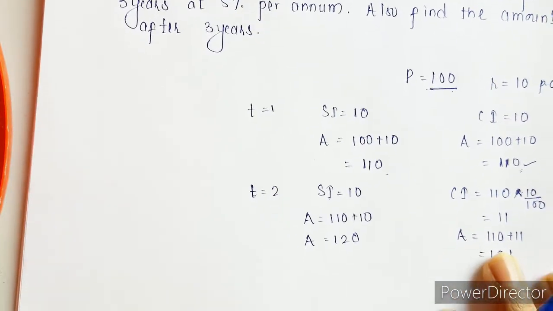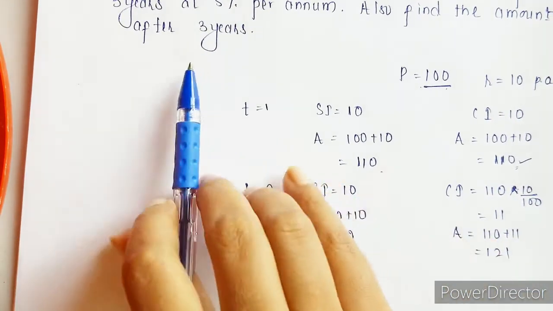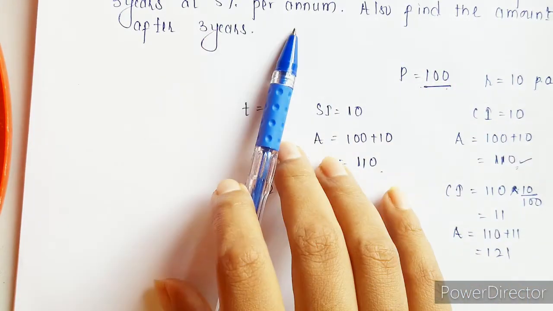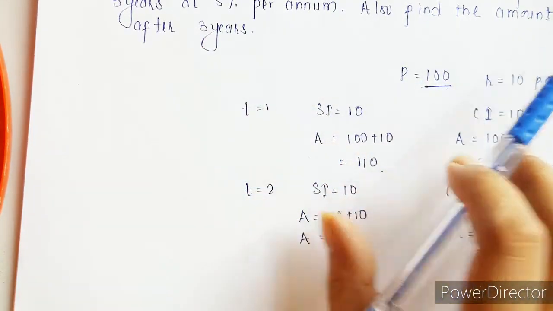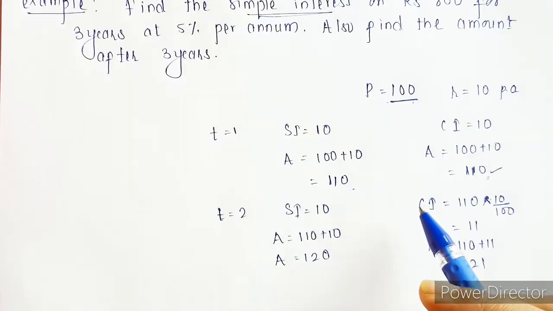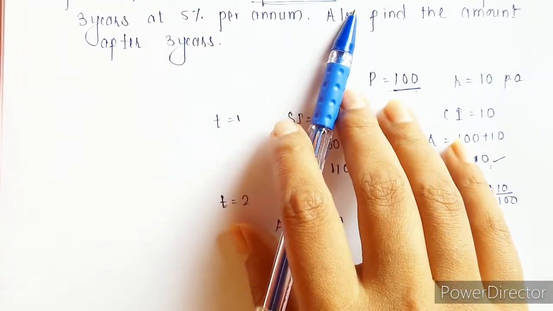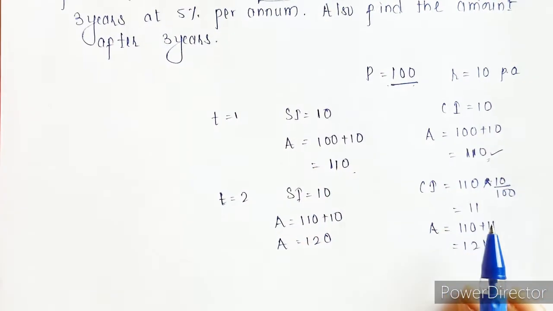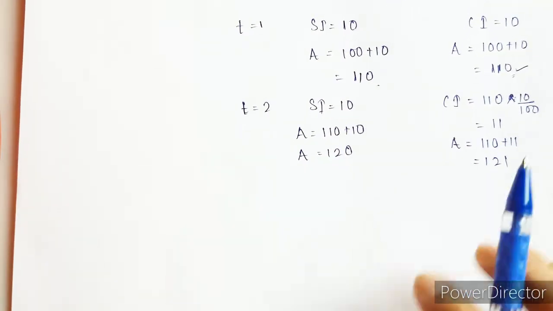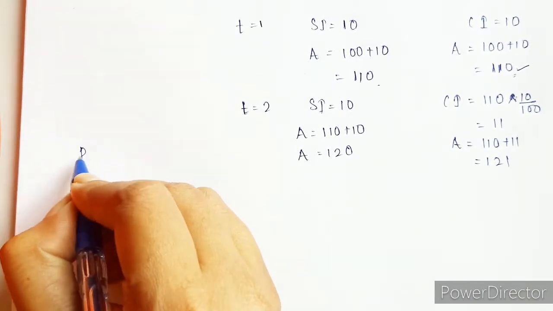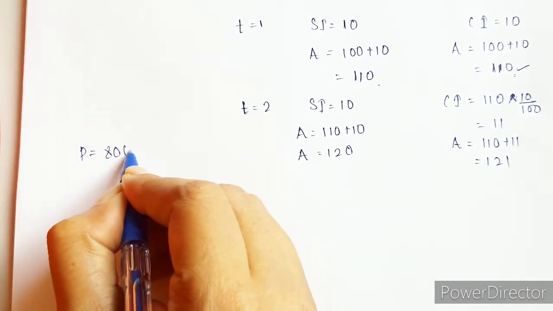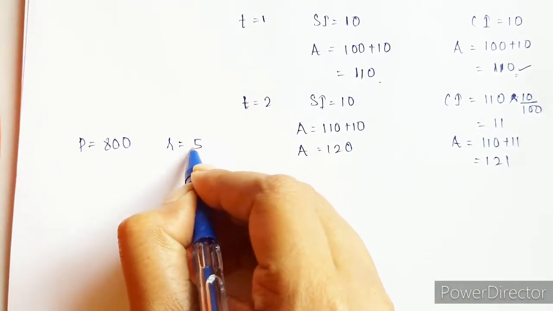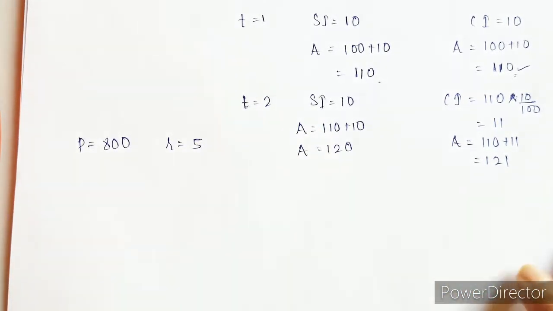Now let's look at this example. Find the simple interest on rupees 800 for 3 years at 5% per annum. Also find the amount after 3 years. So first we need to find simple interest on 800 rupees for 3 years, and then we need to find the amount after 3 years. In this case the principal amount we are investing is 800 rupees, and the rate of interest is given as 5%.